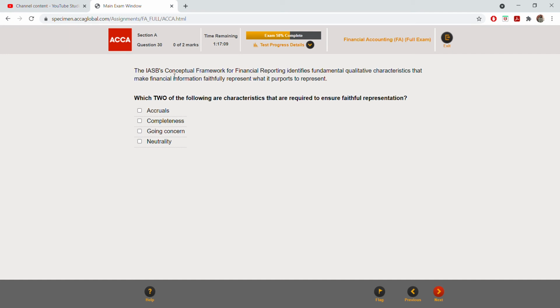The IASB's conceptual framework of financial reporting identifies fundamental qualitative characteristics that make financial statements faithfully represent what they purport to represent. Which two of the following are characteristics that are required to ensure faithful representation? This you have to know, the IASB's conceptual framework and all. So one is completeness, the other one is neutrality.